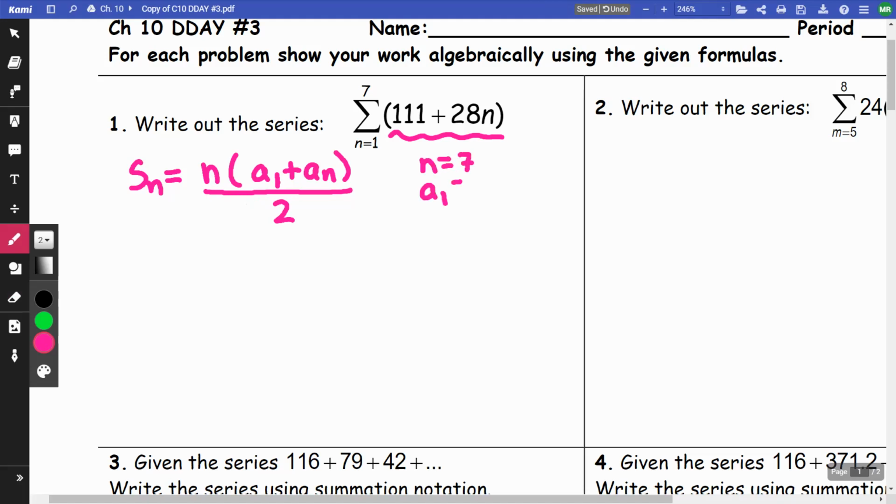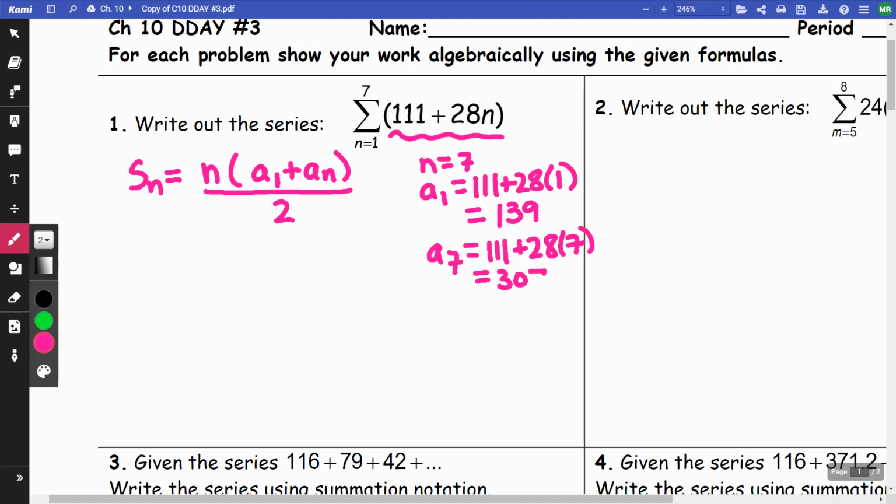My a sub 1, if I substitute 1 into the equation, is going to be 139. My a sub 7 is going to be 111 plus 28 times 7. So 111 plus 28 times 7 is 307. Now let me substitute that in.